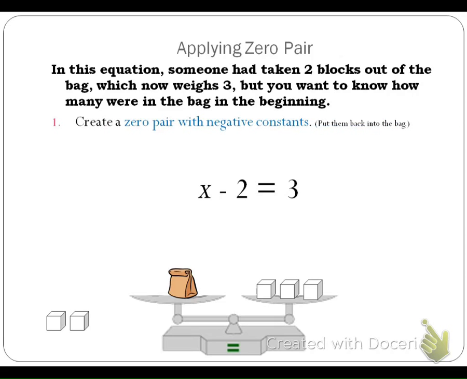You need to always create a zero pair with negative constants. So that x minus 2, if we want to get x all by itself, how could we make a zero pair with a negative 2? Well, we'd have to add 2. So we're adding the 2 back into the bag.